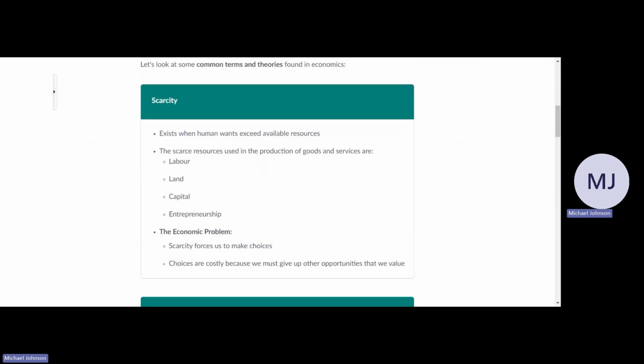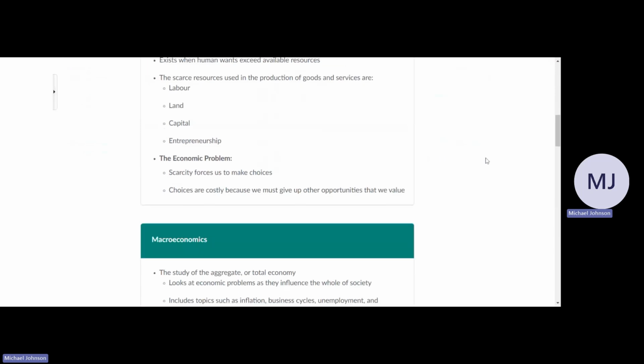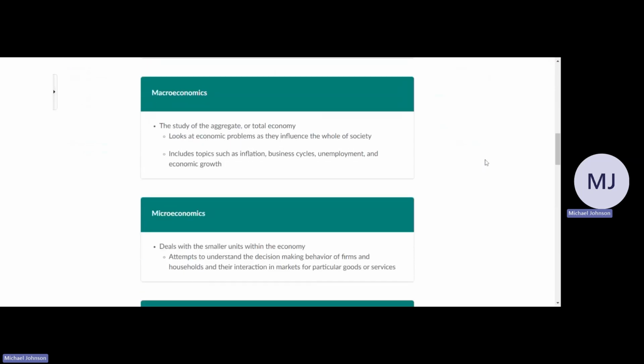So scarcity exists when human wants exceed available resources. The scarce resources used in production of goods and services are labor, land, capital, and entrepreneurship. The economic problem: scarcity forces us to make choices. Choices are costly because we must give up other opportunities that we value.